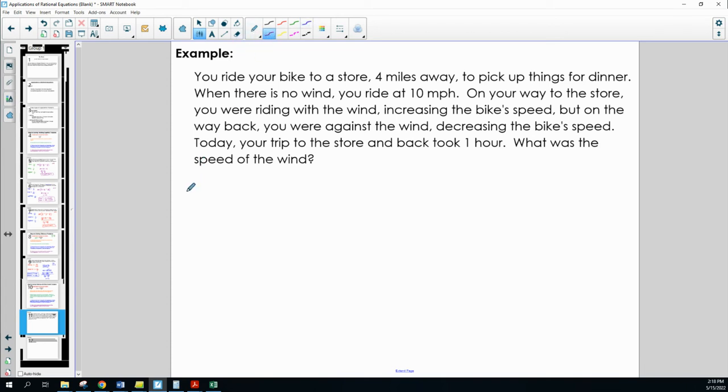All right, so what we're going to do here again is set up each way as its own fraction. So we're going to say the first way is going to the store.